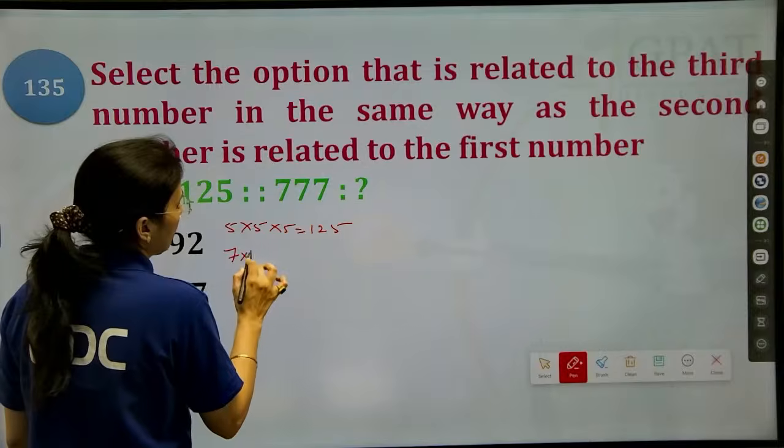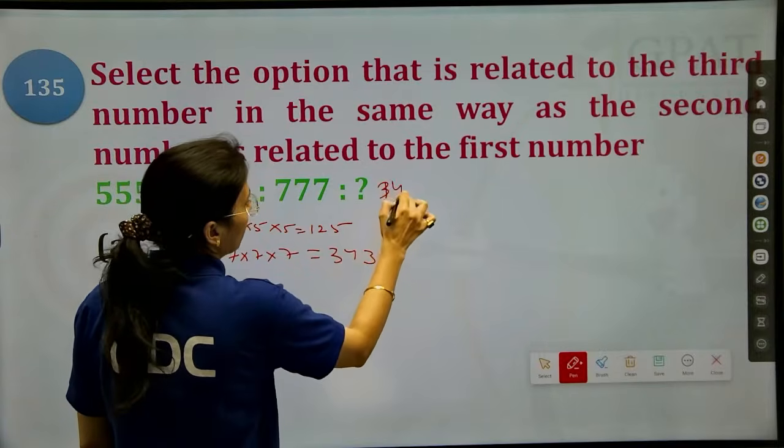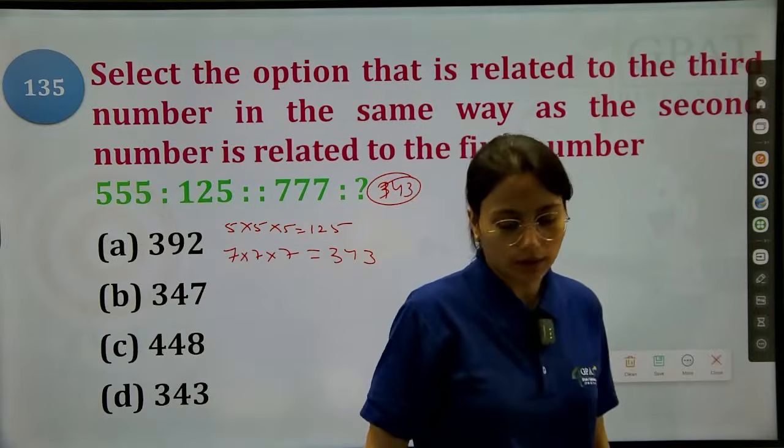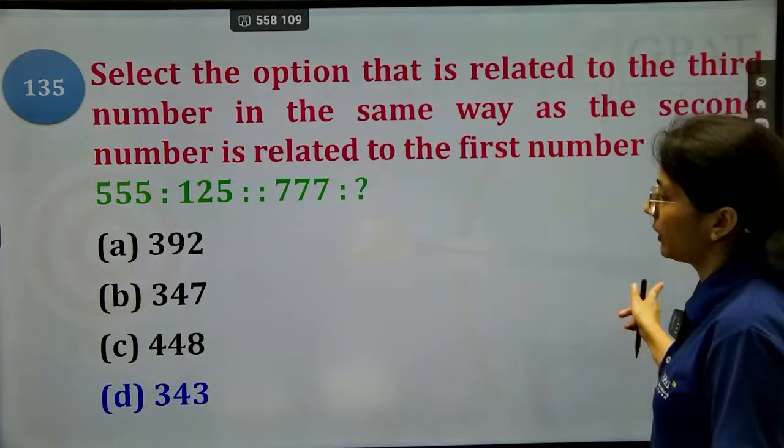Similarly, if you multiply 7 multiply 7 multiply 7, you will get what? That is 343. So what number will come there? That is 343. So the answer is 343. That is option number D is correct.